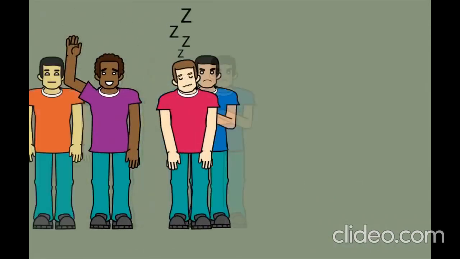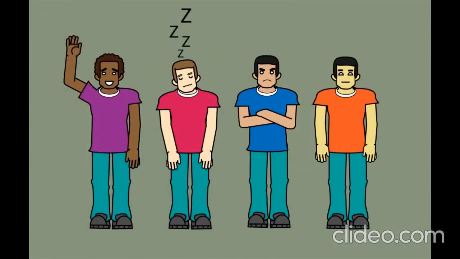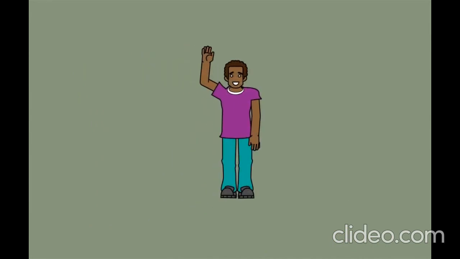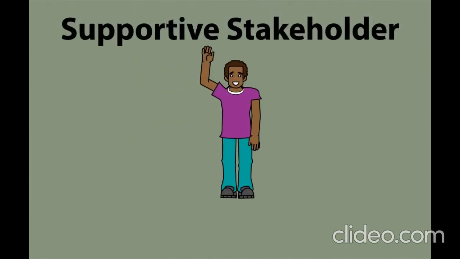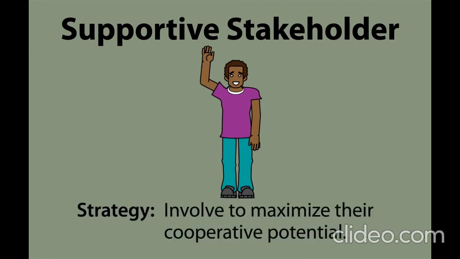Different stakeholders require different strategies to manage them. The supportive stakeholder. This is the ideal stakeholder who supports organizational goals and actions. Try to involve them to maximize their cooperative potential.